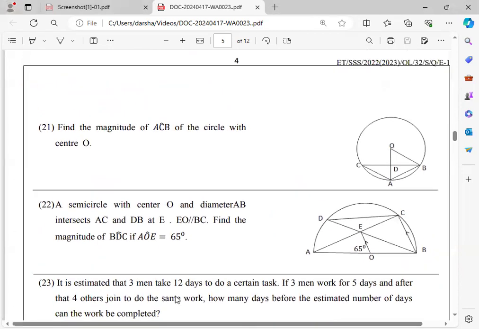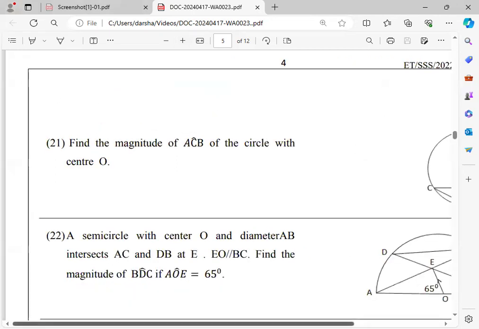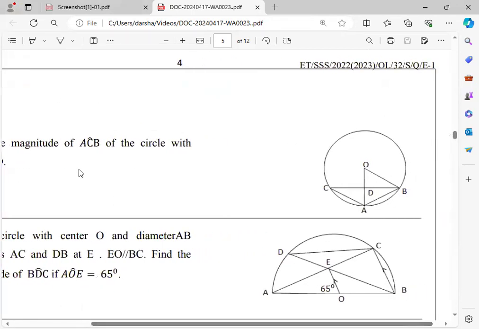Question number 21. Find the magnitude of angle ACB of the circle with center O. They are asking us to find the magnitude of ACB. So ACB means this particular angle. Before doing that question, what are the data we can mark from here?